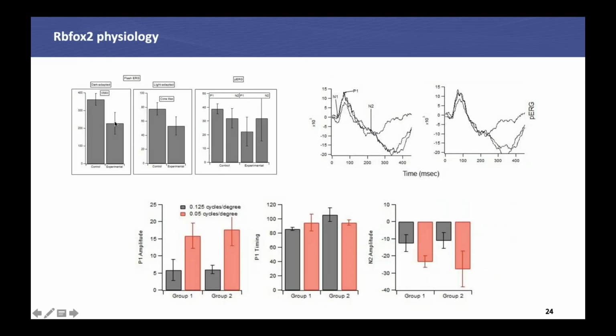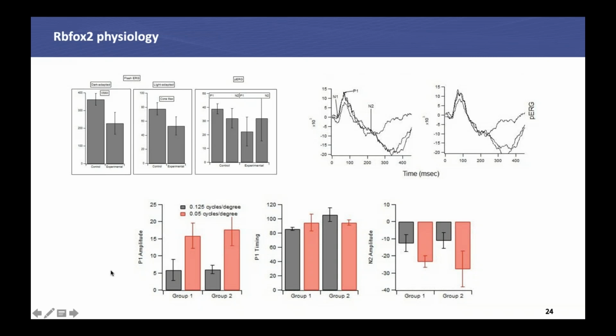Here are some preliminary results. The flash ERG, in fact, does show some effect, again, in the outer retina. The experimental animals show lower Vmaxes under dark adapted conditions. The same is true for the cone function. And again, you can see that the P1 for the experimental animals is lower than the control animals, not so much for N2. But again, we only have a few animals here that are integrated. We need more animals. In this experiment, we were just trying to optimize conditions and test reliability.